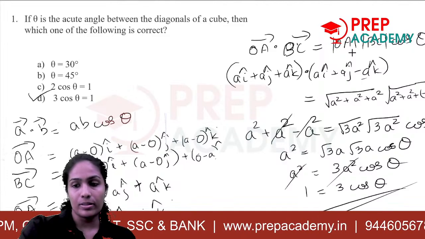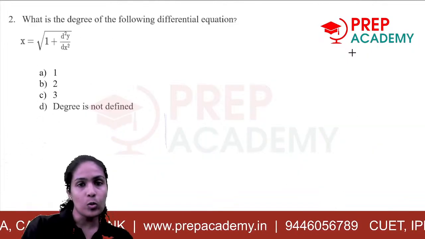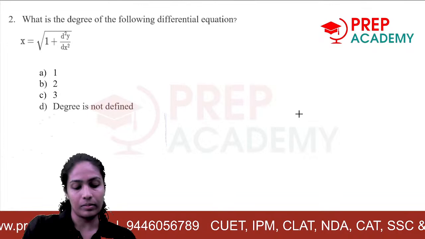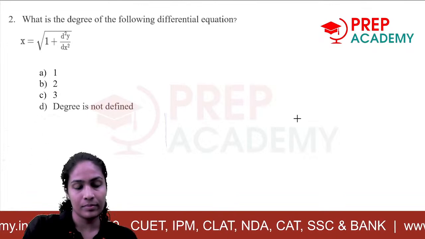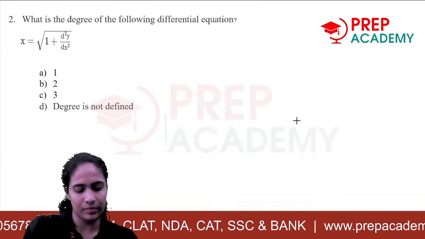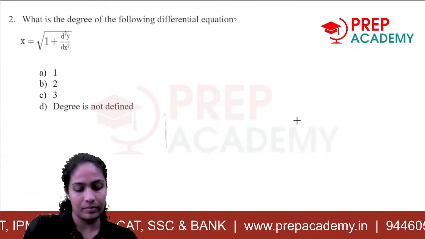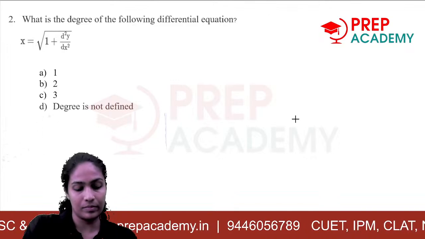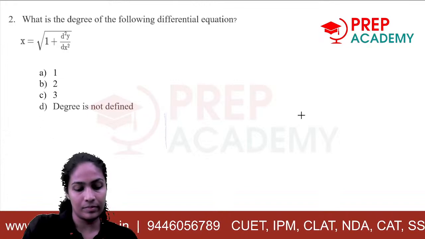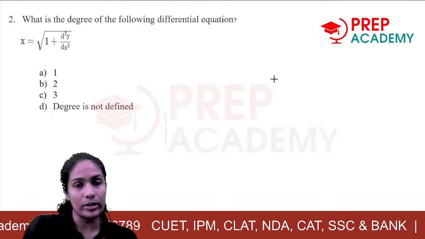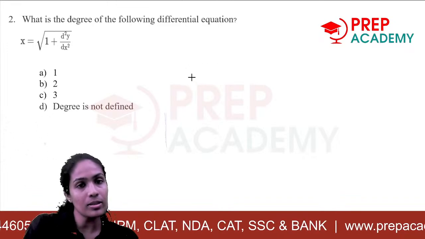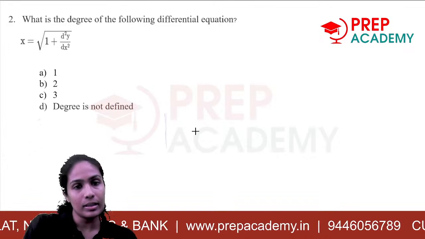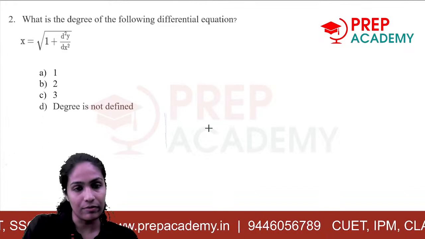Now we can move to the next question. What is the degree of the following differential equation? x equal to root of 1 plus d square y by dx square. Option A is 1, option B is 2, option C is 3, and option D is degree is not defined.